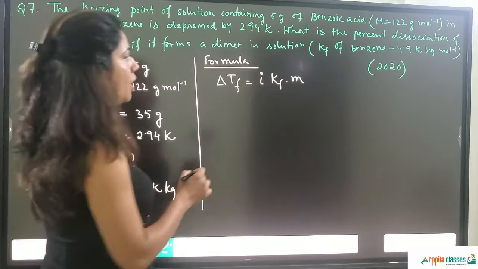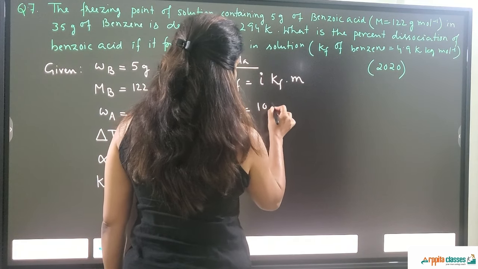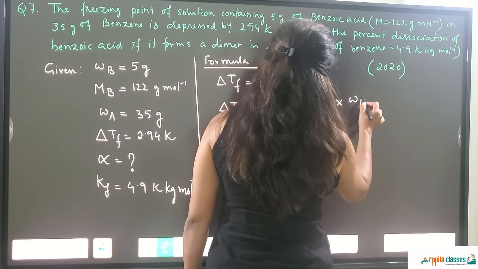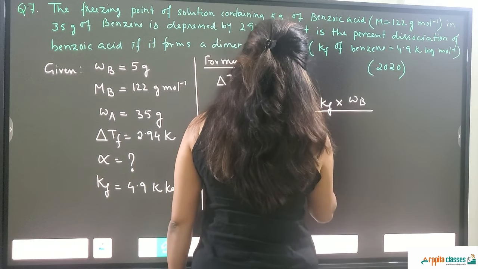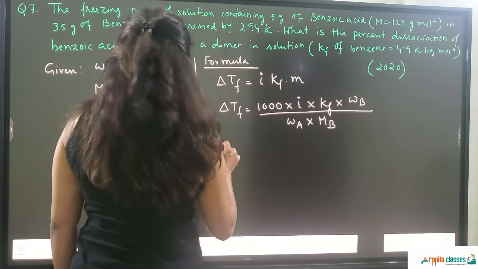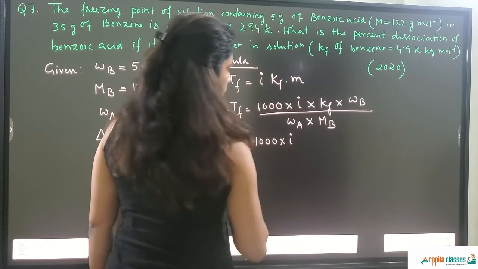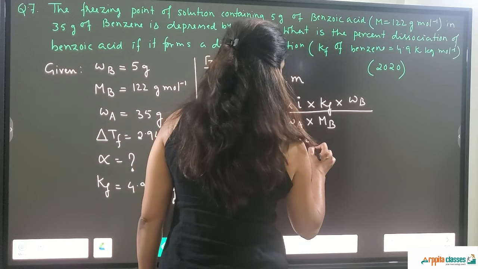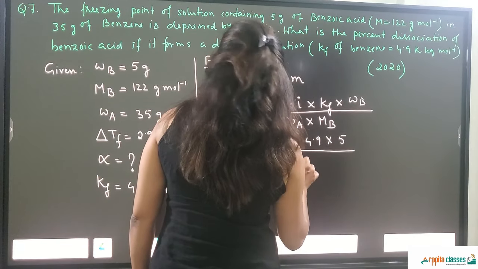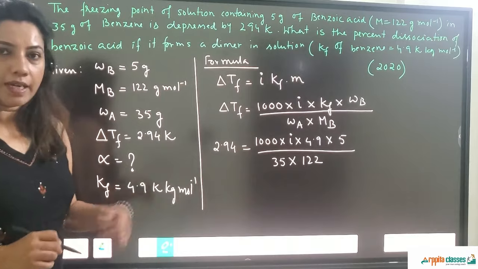Now the value of molality, again we can just break it down. So it will be 1000 into i into Kf into Wb divided by Wa into Mb. This is the formula. So delta Tf, 2.94, is equal to 1000 into i, which we do not know, into Kf, which is 4.9, into Wb, which is 5, divided by Wa, which is 35, into Mb, the value of Mb is 122. So from this we can get the value of i.